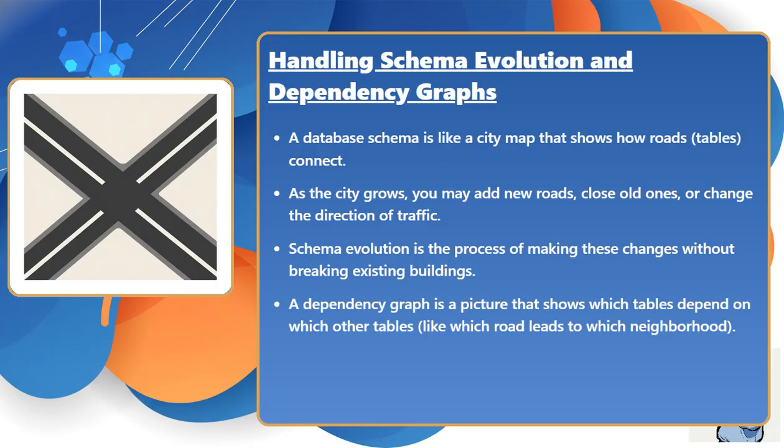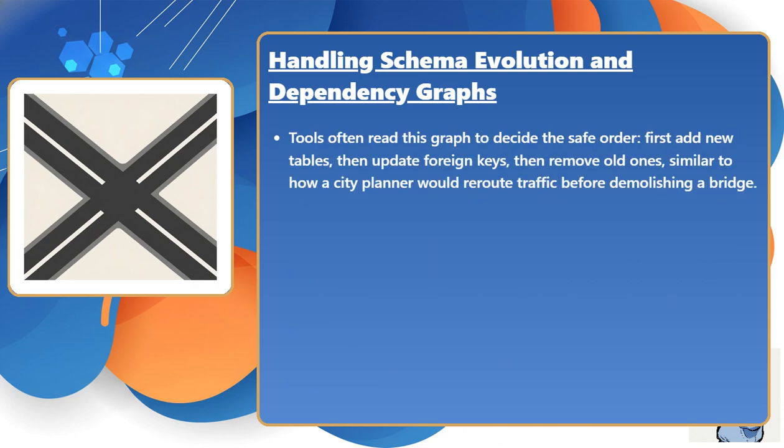A dependency graph is a picture that shows which tables depend on which other tables, like which road leads to which neighborhood. If you drop a table that other tables rely on, the graph shows a broken link. Tools often read this graph to decide the safe order. First add new tables, then update foreign keys, then remove old ones, similar to how a city planner would reroute traffic before demolishing a bridge.